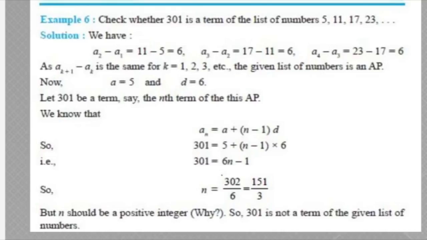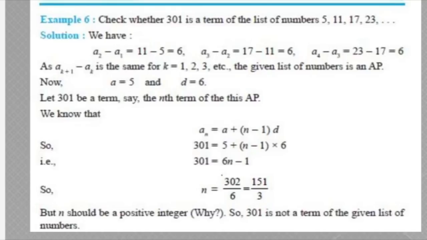Formula for nth term is an equals a plus n minus 1 into d. Now let us replace an by 301, a by 5, and d by 6. So it is a linear equation in n. When we have an equality symbol, we can solve this equation for n. Now 301 is equal to 5 plus n minus 1 into 6. On the right hand side we have 5 plus 6n minus 6.